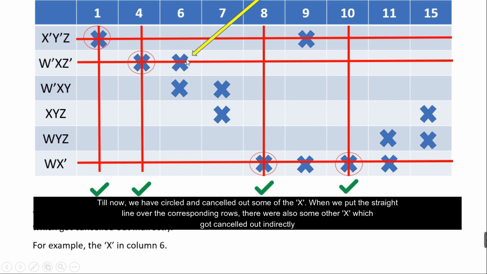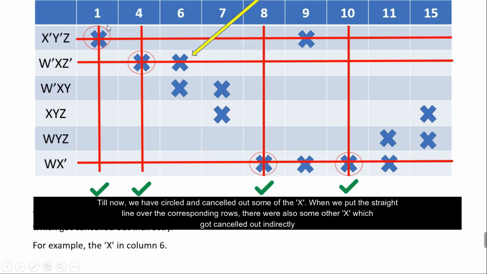You can check this out. Let me just go back one step. So I actually just cancelled out this fourth column and this corresponding row. I did not touch this x over here at column 6, but since I just cancelled out this whole row, that's why this x over here got cancelled out indirectly. So that's what I'm talking about.